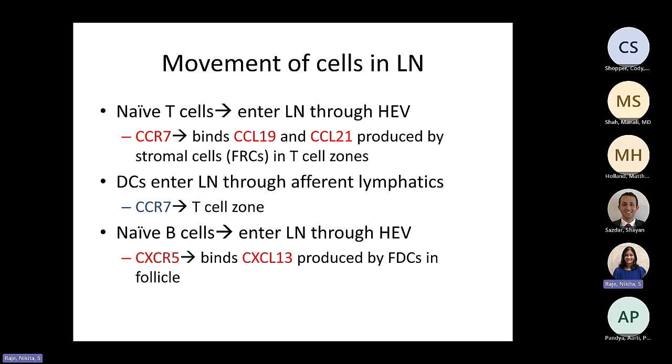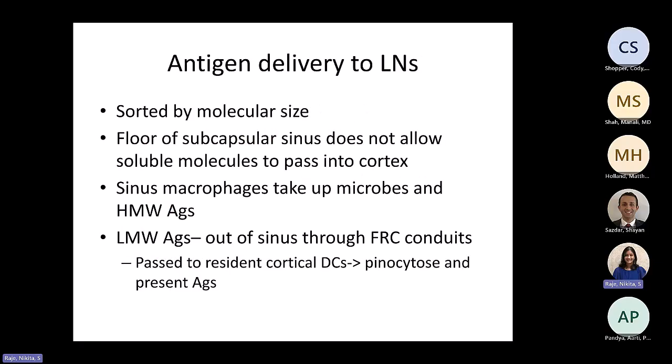Compared to naive B cells, these enter the lymph node through high endothelial venules, right, from the blood vessels, and these naive B cells express CXCR5. The follicles have cells called follicular dendritic cells that express CXCL13, and that chemokine attracts any cell that expresses CXCR5. So the naive B cells that express CXCR5 are going to move towards the region which has CXCL13, which ends up being the B cell follicles. That's how the T cells and B cells know where to go when they enter the lymph nodes.